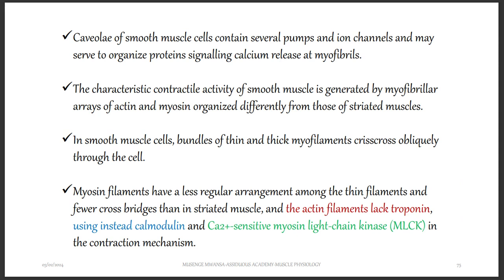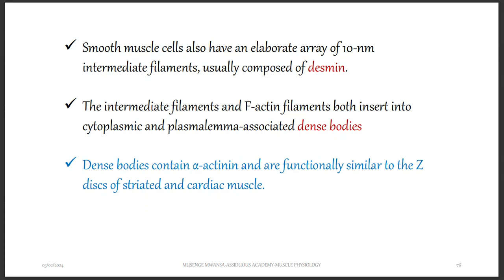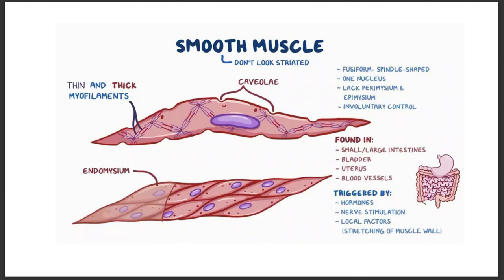Apart from that, they also have calcium-sensitive myosin light chain kinase. Remember, troponin is where calcium was binding. Because troponin is not there, you have calmodulin. You also have myosin light chain kinase. Smooth muscle cells have an elaborate array of proteins such as desmin, and dense bodies, which we already talked about. These are the caveolae that we are mentioning, these depressions here.